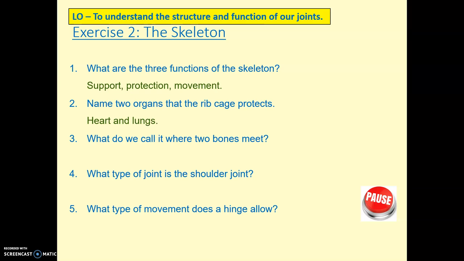Question 3, what do we call it where the 2 bones meet? A joint. Question 4, what type of joint is a shoulder joint? So hopefully you had a little think about how it moves. That is a ball and socket because it can rotate 360 degrees. And then question 5, what type of movement does a hinge joint allow? 180. But if you put in 2 directions, that would be fine as well. So give yourself a mark out of 5 for that, and then we'll move on to the next part.